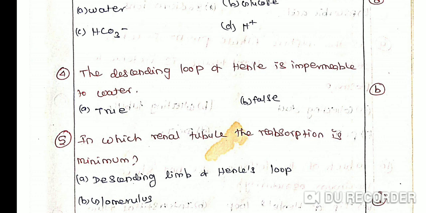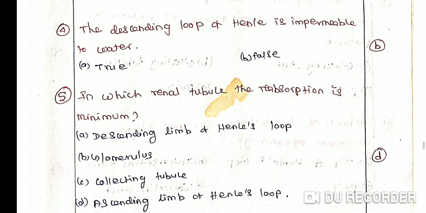Explanation: the descending limb of the loop is permeable to water. It means that water can easily pass through the loop, but the descending limb is almost impermeable to electrolytes, which means it does not allow the movement of electrolytes through itself.